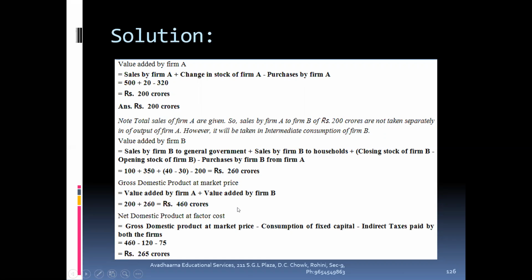I hope that the value added method of calculating national income is clear to everyone. Practice as many questions as you can. You can discuss your doubts in the next class. And in the next class, we'll be doing the other two methods of calculating national income, that is income method and expenditure method.